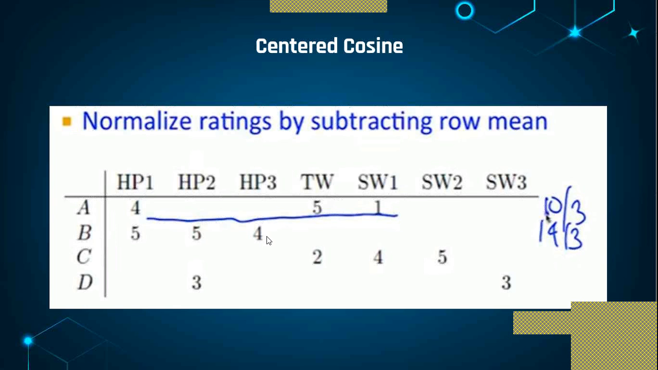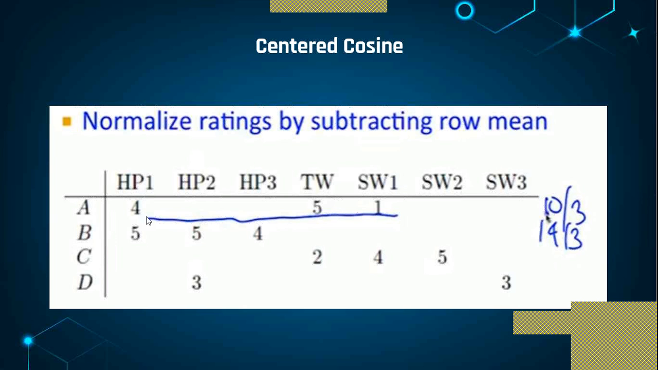Okay, so in the centered cosine, we add all the ratings in the vector and divide by the number of ratings. Here user A gives 3 ratings, for the movies HP1, TW and SW1. And the same, user B gives ratings to HP1, HP2 and HP3. That's why you can see on the right hand side, this is 10 by 3 and 14 by 3. So this is the first step in the centered cosine: adding all the ratings divided by the number of ratings.